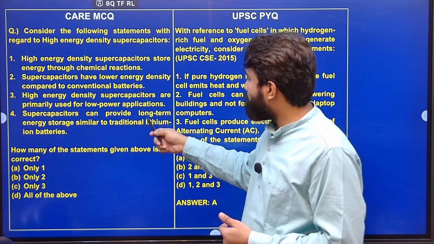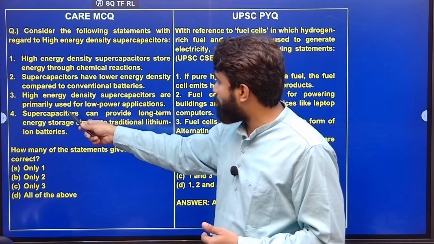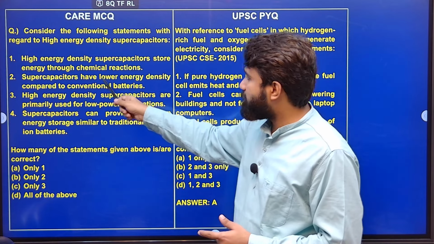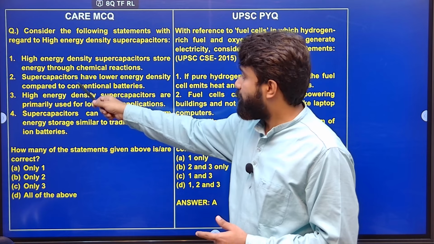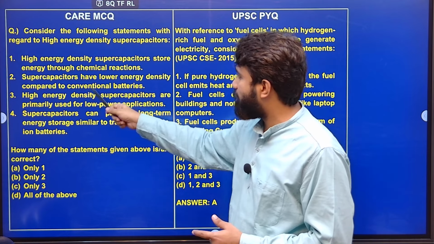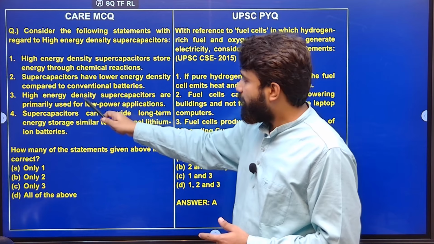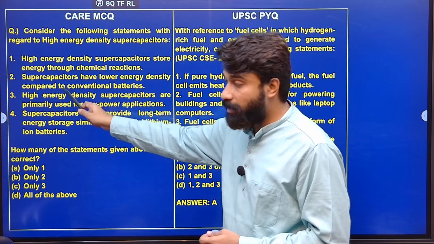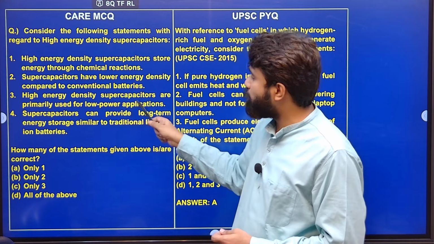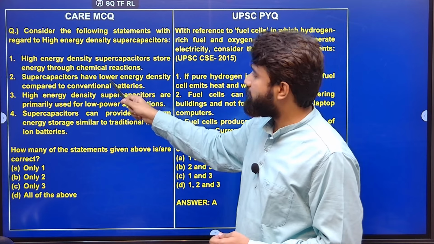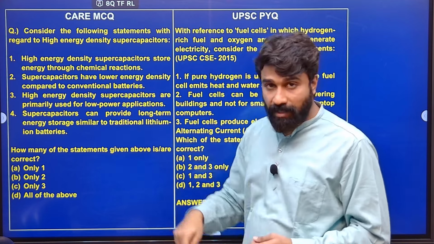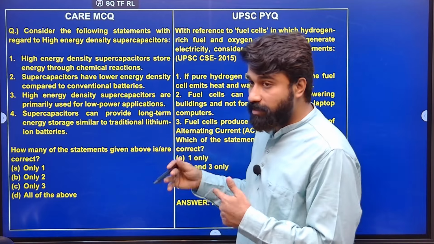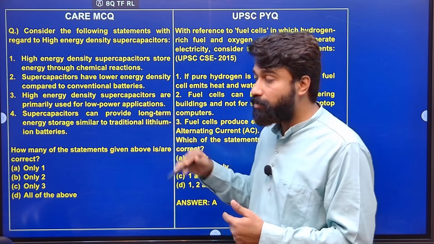Next, supercapacitors can provide high energy density. Supercapacitors are primarily used for low power applications. Actually, the second statement is correlated to the third statement. Here, supercapacitors having low energy density compared to conventional batteries is important, and high energy density supercapacitors not. If the second statement is correct, therefore the third statement should be correct itself. Next, not correct, because the third statement is contradictory to the second statement.